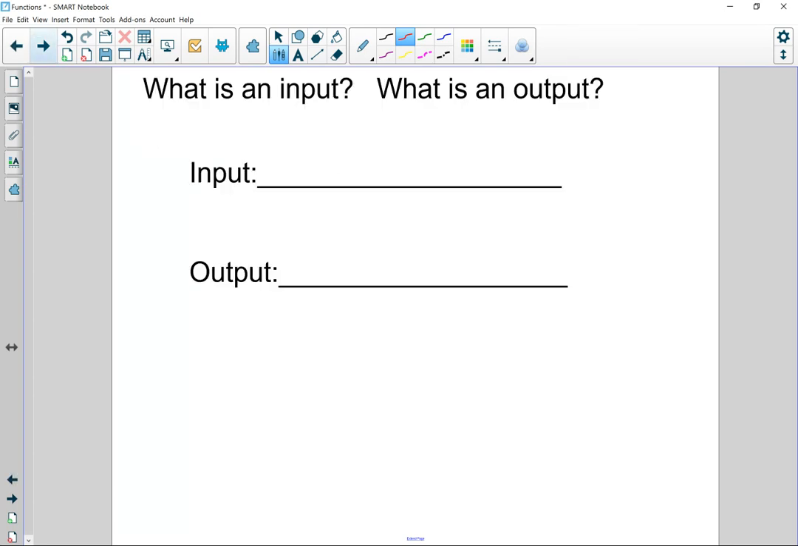So inputs. Well, inputs are known as x values. You might have heard them in elementary school called domain. Outputs are your y values. And in elementary school, you might have heard them called the range. So we might use the term input, we might use the term x value, we might use the term domain. Those are all synonyms of each other. For output, we could say output, y values, or range. They're all synonyms of each other.